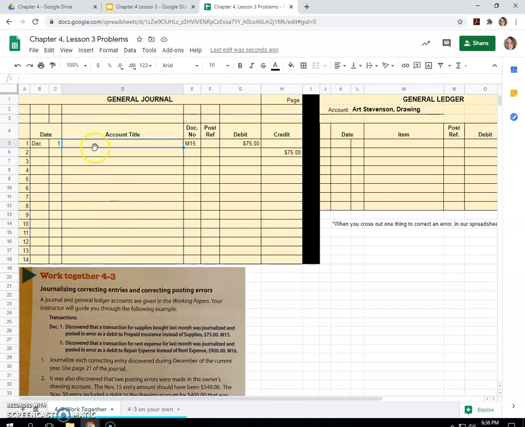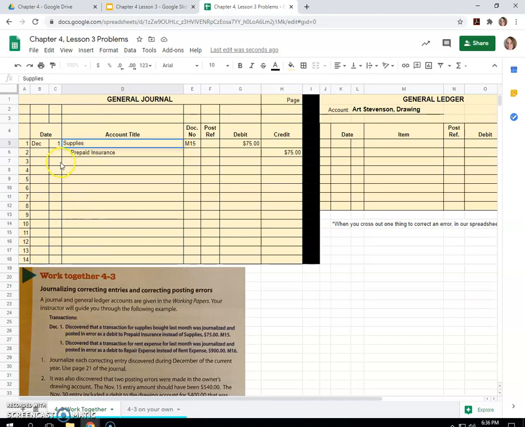So it was posted in error as a debit to prepaid insurance. So prepaid insurance was debited and it shouldn't have had anything. So now we're going to credit it to get a net zero effect, right? Because last month we gave it a debit of 75, so now we're going to credit it 75, so there was no impact. And the debit should have been for supplies, which had nothing before. So now we'll give it that correct debit of $75. So that is on December 1st.